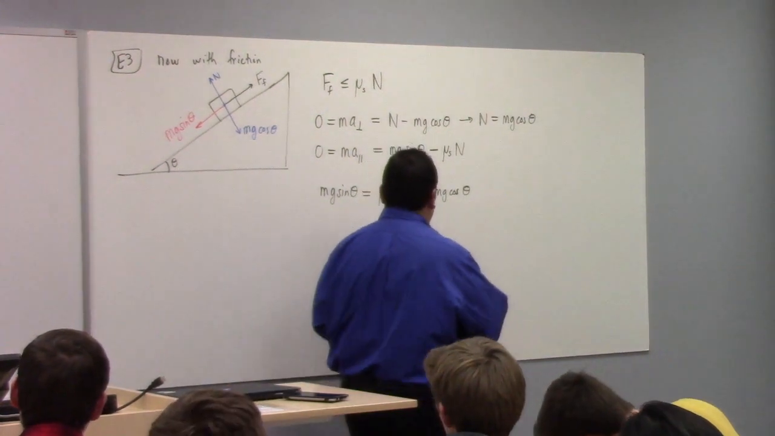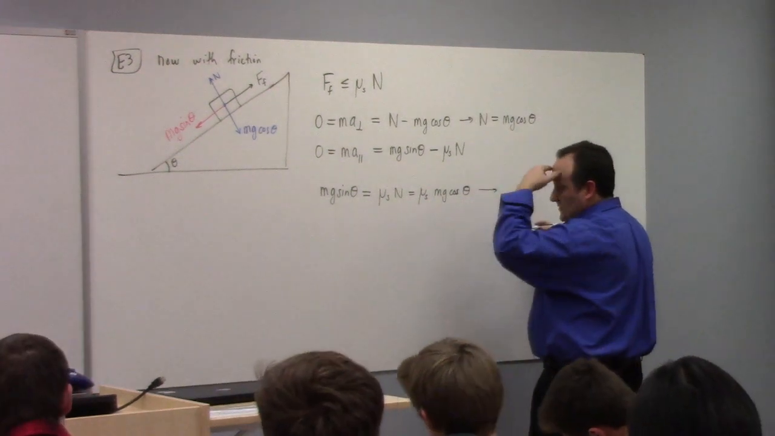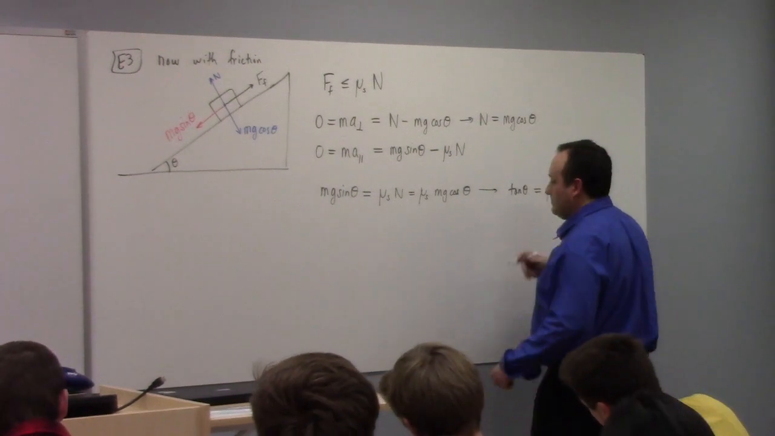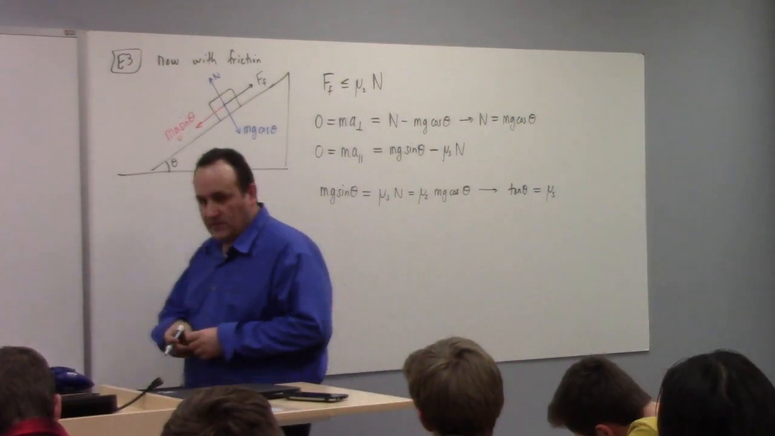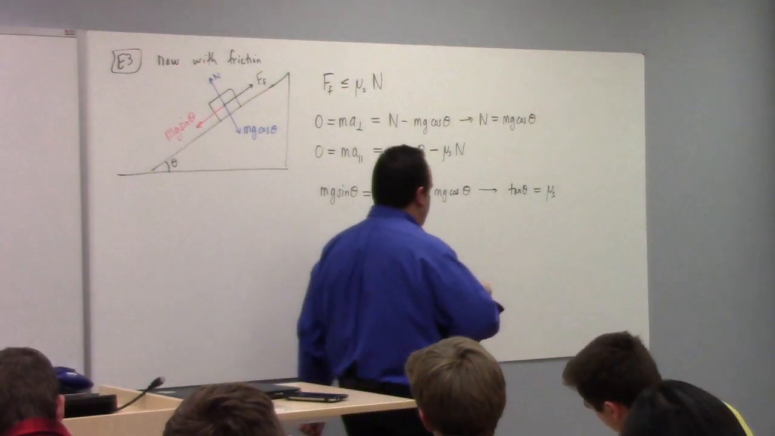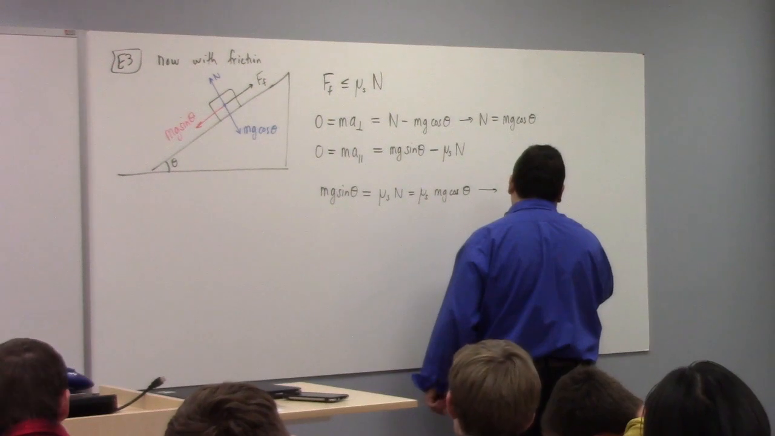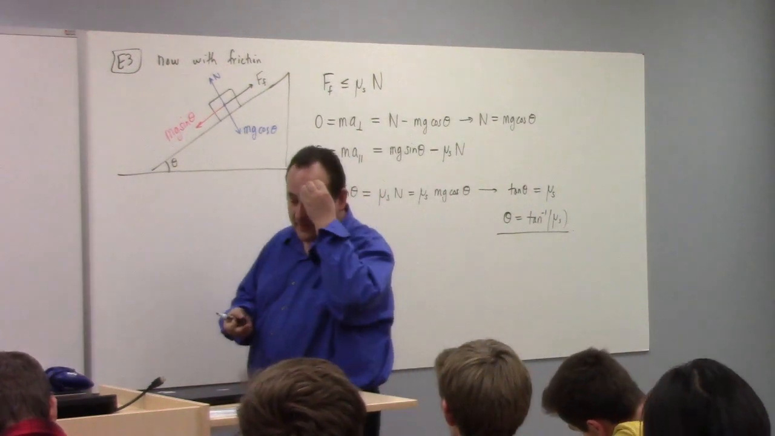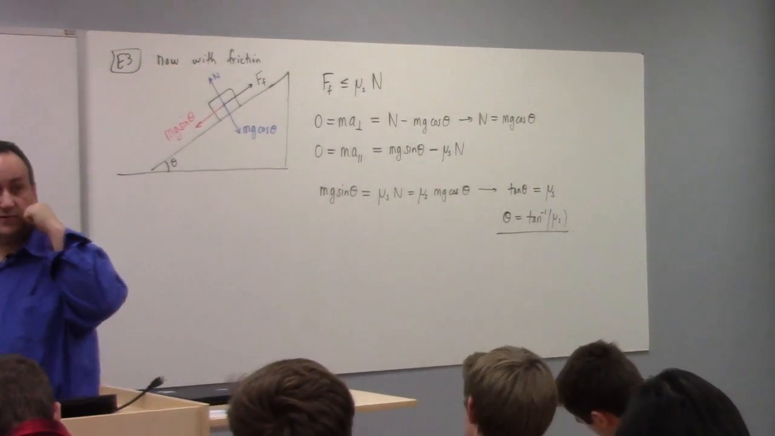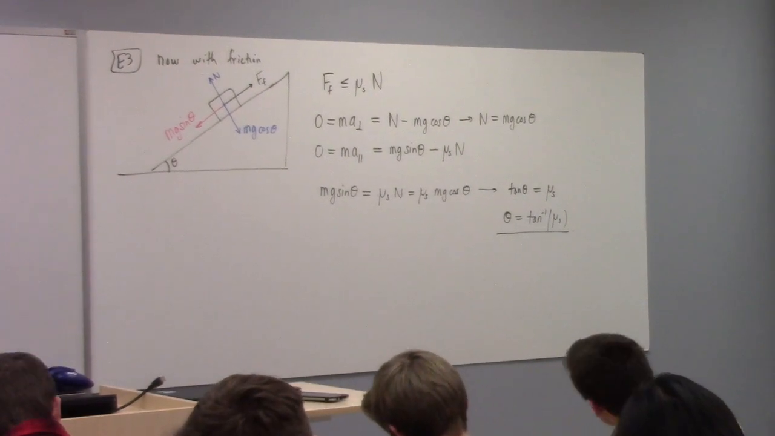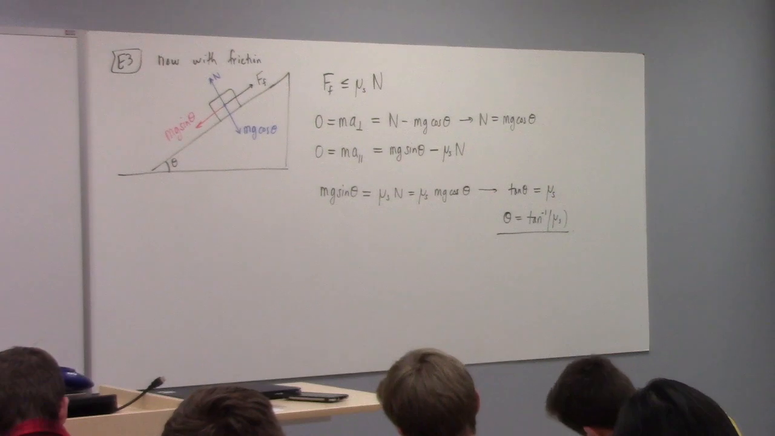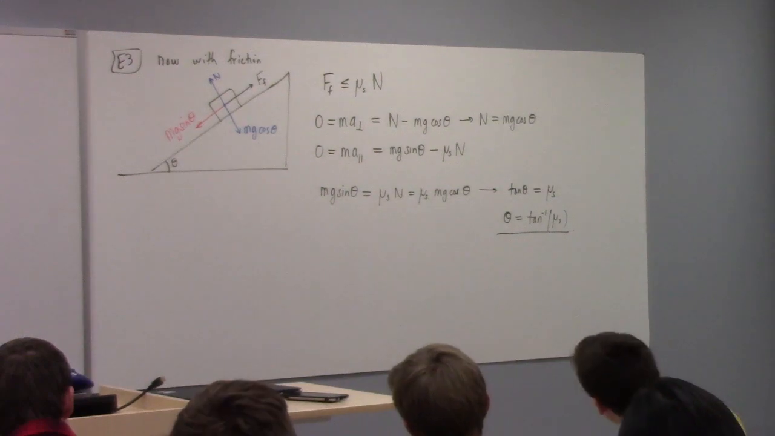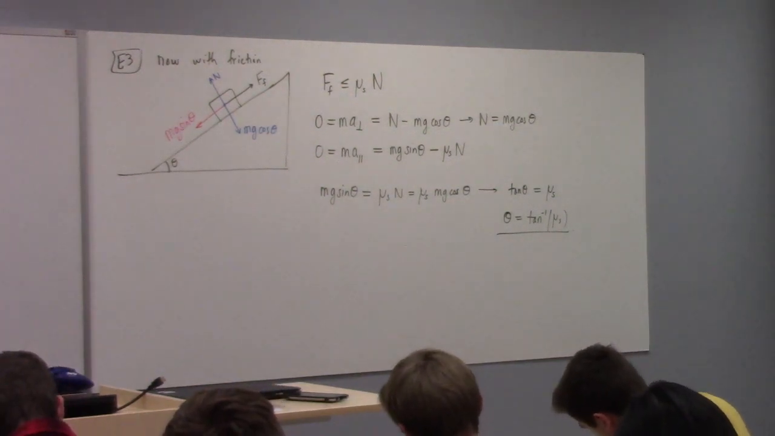Let's see here. So yeah, mg's cancel, and you got yourself tan theta is equal to mu_s. So the maximum angle of inclination before this thing starts sliding is the inverse tangent of your coefficient of friction. So for example, if your coefficient of friction was 1, which would be really good, then 45 degrees, right? Any questions?